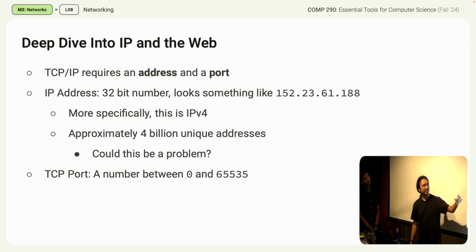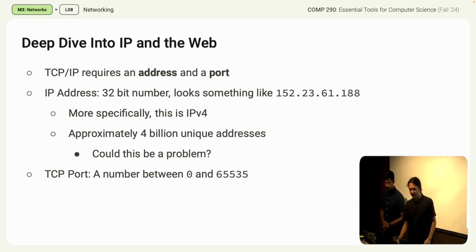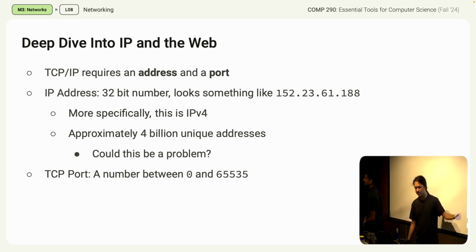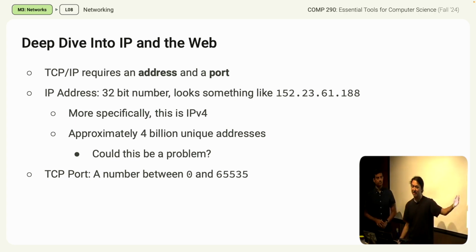Right now, just think IP address, 4 numbers separated by dots, just like that. And now we have what's called the TCP port. And this is a number between 0 and 65535, which is 2 to the 16th minus 1. This was another thing when they designed it, they're like, okay, we just need some sort of specification here. Let's do 2 to the 16th.